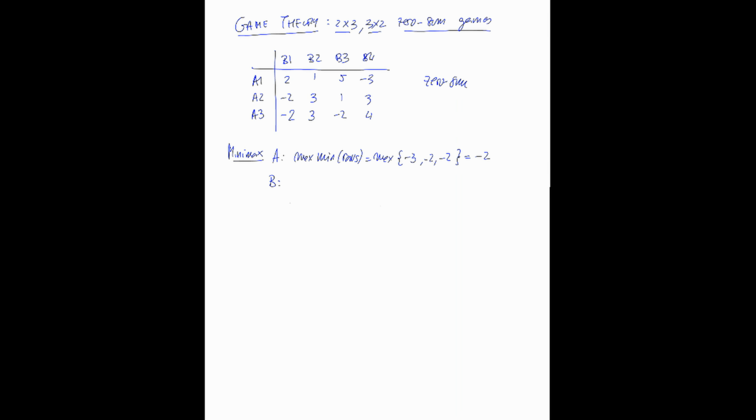For B it is the opposite, so here is max, here is min, and here go the columns. So this is the minimum of the maximum of each column. First column, the maximum is 2, the second is 3, then 5, and 4. The minimum is 2. As -2 is not equal to 2, we have no pure strategies equilibrium, and we'll have to search for a mixed strategies equilibrium.